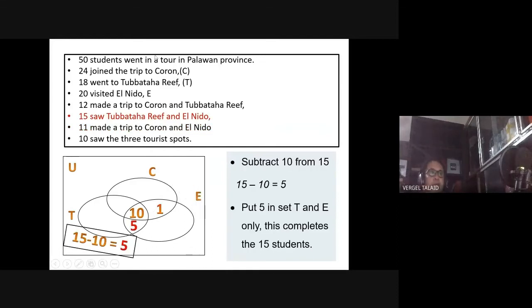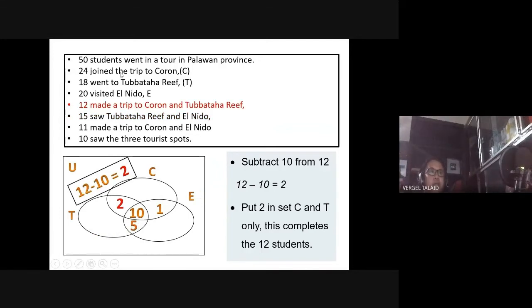Next given is 15 saw Tubataha Reef and El Nido. So this is Tubataha Reef and El Nido, 15. Since we already have 10 here, we subtract 10 from 15. Therefore we have 5. So we put 5 on set T and E only. This completes the 15 students, Tubataha and El Nido. So what is 5? 5 is Tubataha and El Nido only.